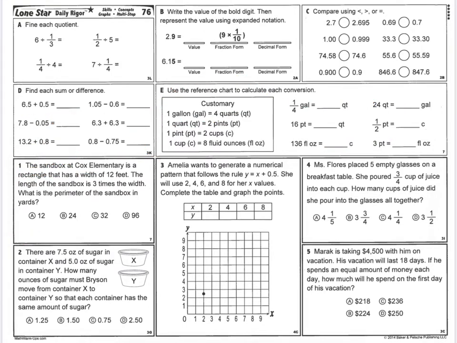Number 3, Amelia wants to generate a numerical pattern that follows the rule y equals x plus 5/10. She will use 2, 4, 6, and 8 for her x values. Complete the table and graph the points. So we're going to do this one, and then I'm going to leave you to do the others. So it says y equals x plus 0.5 or 5/10.